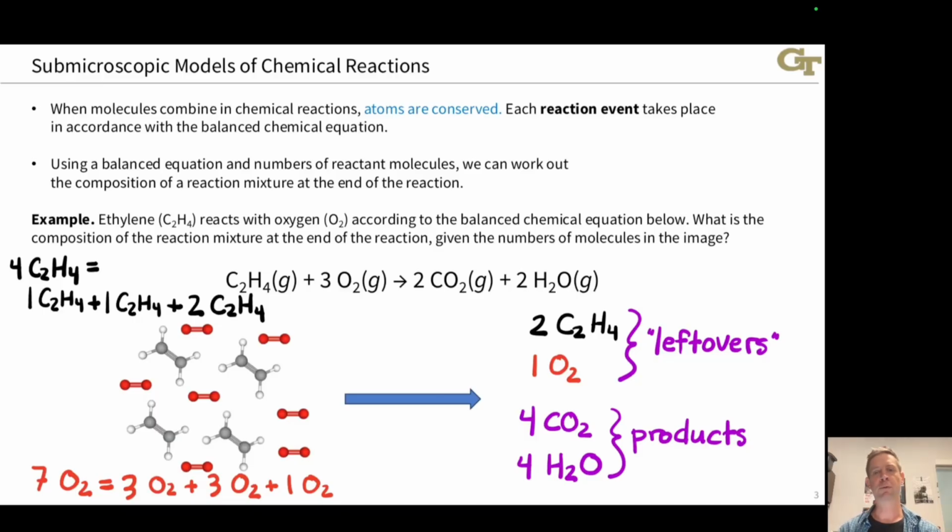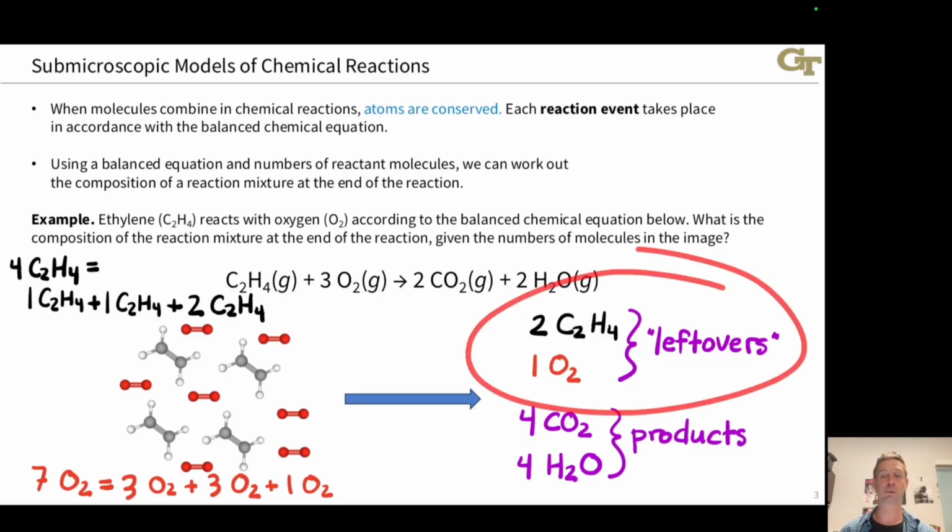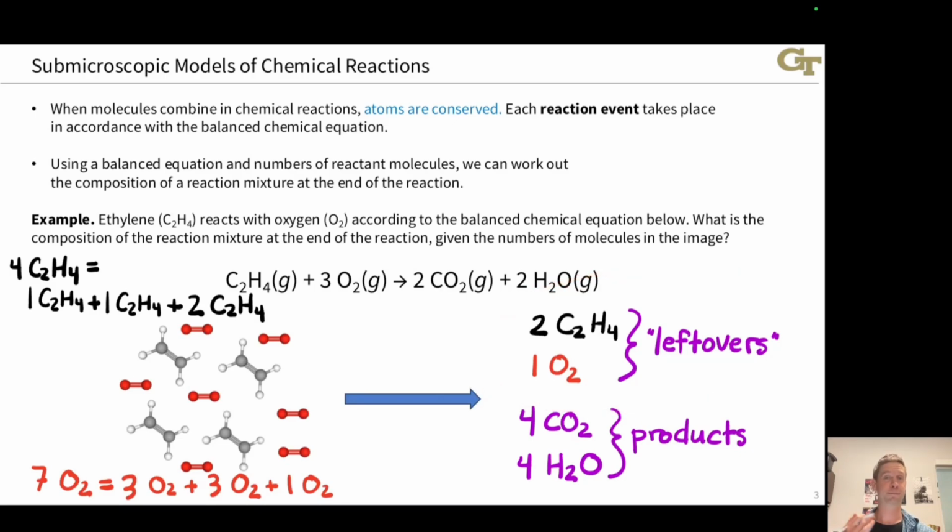So this slide we've seen before. It gets at the idea that if we're given a collection of molecules and a balanced chemical equation, a kind of recipe for how those molecules combine with each other to form products, we can infer the numbers and types of product molecules as well as any leftover reactant molecules by applying the balanced chemical equation as many times as we can within the confines of the law of conservation of mass, right? We can't generate reactant molecules out of nowhere or perform a number of reaction events that is inconsistent with the numbers that we start with.